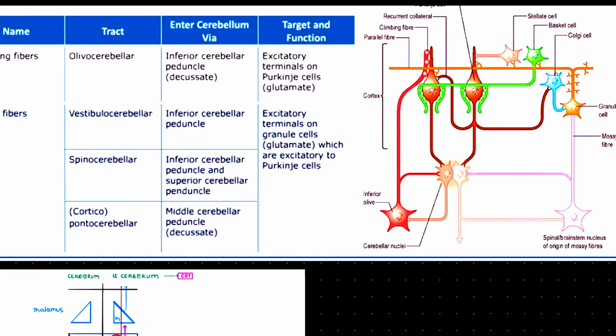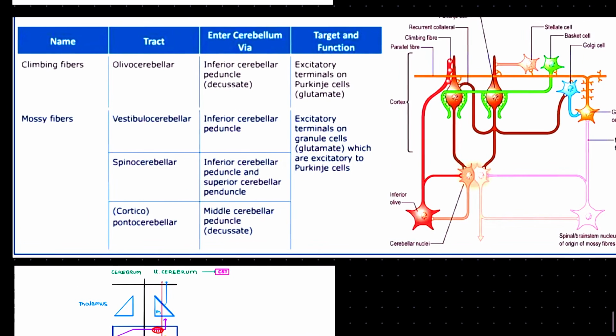Now, the efferent fibers are bringing signal to the cortex. This is the fiber originating from the inferior olive, going all the way up to excite our Purkinje cells, right? Excite these Purkinje cells. This was our climbing fiber, right? Climbing fiber.